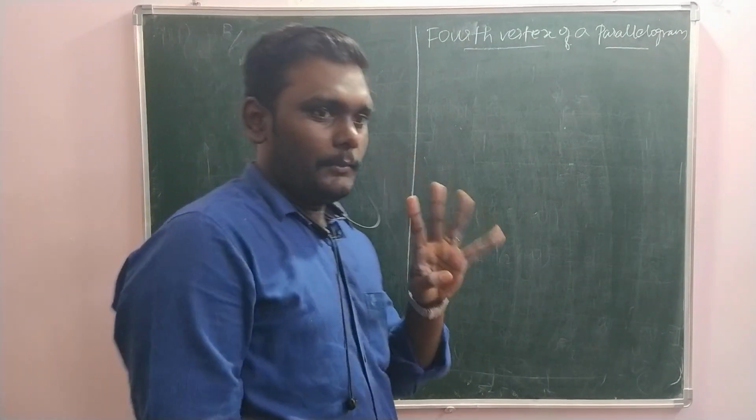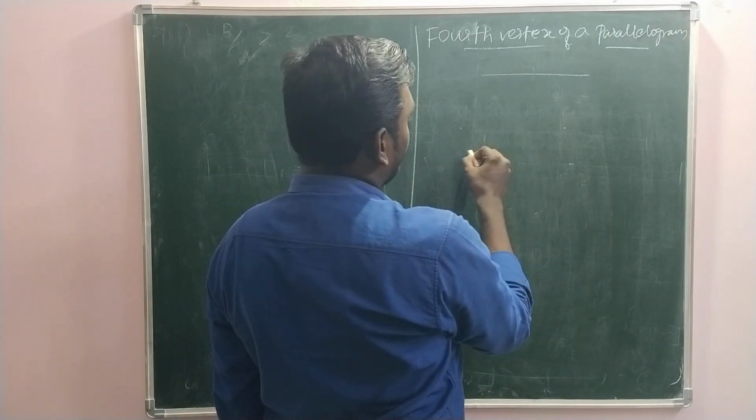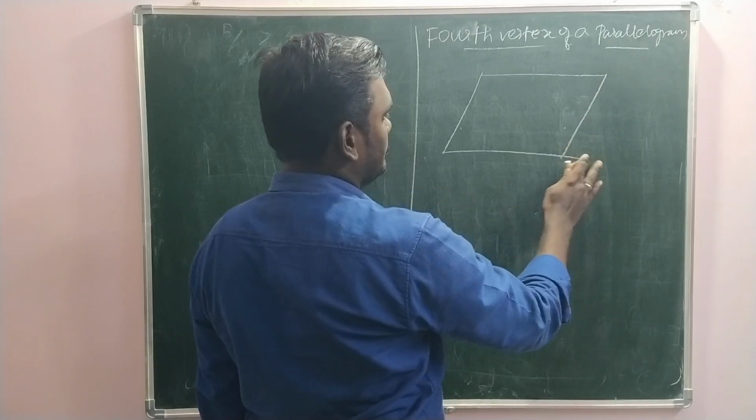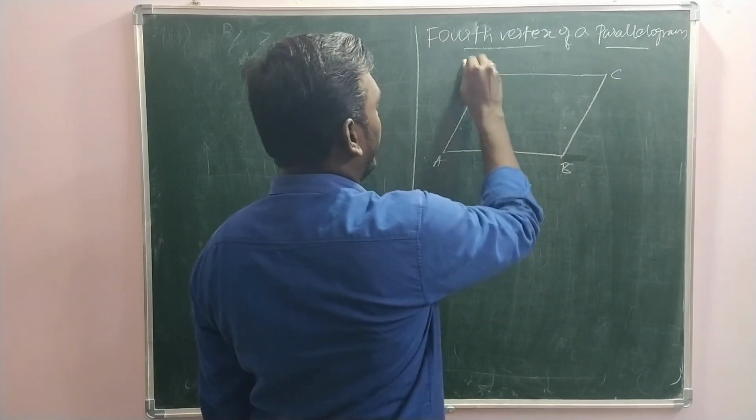Now, a parallelogram is a four-sided polygon, is it? In which opposite sides are parallel. So we have this one parallelogram now. Okay. Let us say the vertices are named A, B, C and D.